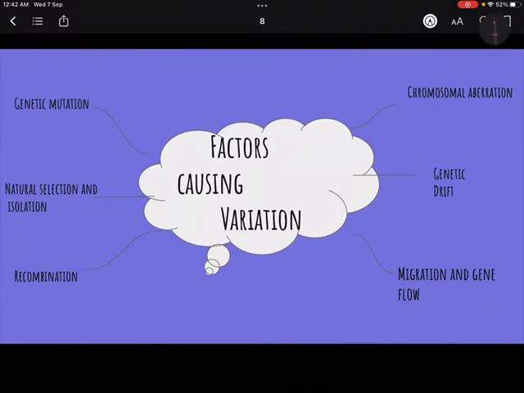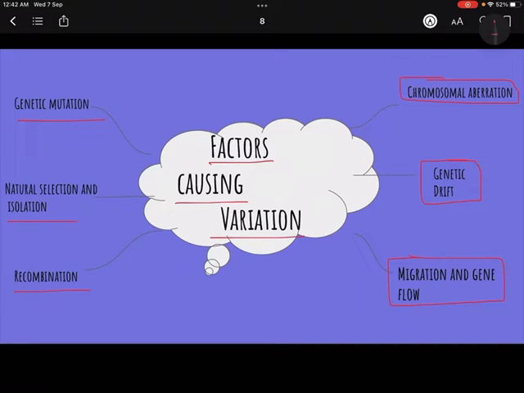Now the factors causing variation, which were not known to Darwin, have been synthesized in the modern theory. Basically they are chromosomal aberration, genetic drift, migration and gene flow, recombination, natural selection and isolation, and genetic mutation. We'll deal with all of them one by one.